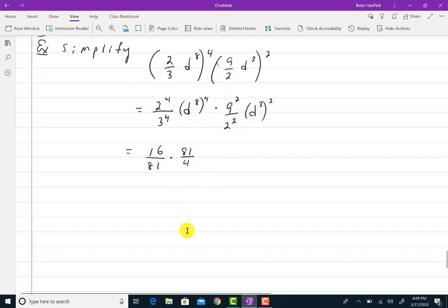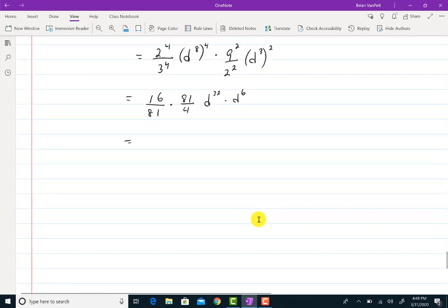For the d's, I have d to the 32 times d to the 6th. I'm using the power of a power rule for these two answers. Now there's simplifying that can go on. For example, the 81s just cancel away, but the 4 goes into the 16 4 times, so I have a 4 left over from all that. The d's, now that they're in the same base like this, I can add the exponents to get 4d to the 38.